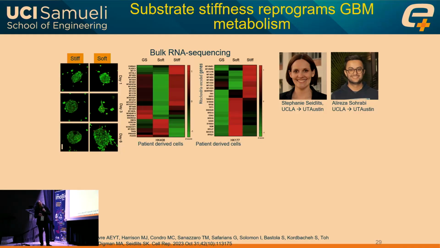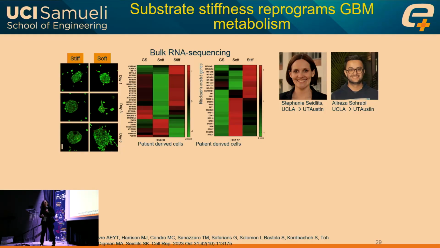And what you see here is 2 different patient-derived glioblastoma multiforme cell types, the HK408 and the HK177. And what they see is that the stiff material is upregulating these genes here, which is really, really hard to see, the mitochondria genes, but downregulating in the soft material. And the same thing happens with the H177 cells.